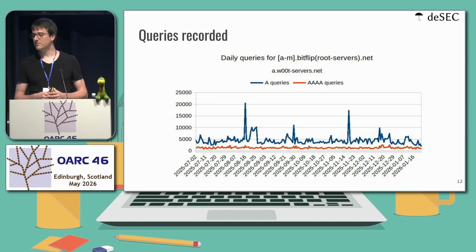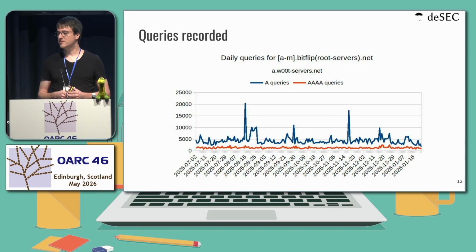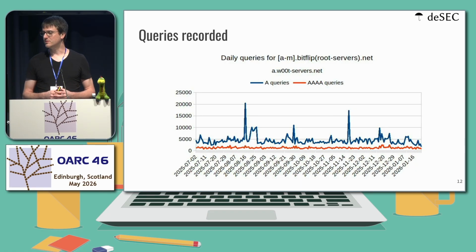This is daily traffic for the single letter bitflip variant names. For A and quad A queries, you can see there is a few thousand every day, and there are some spikes because Pedro told us DNS and internet is noisy, but I couldn't find any correlation with cosmic rays or anything like that. And the same thing is visible here on the other VM.